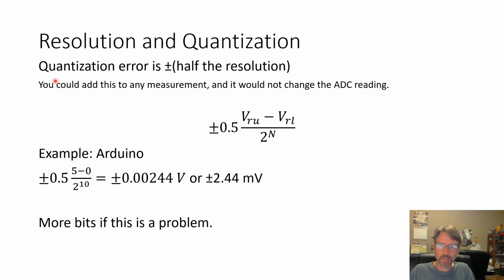Quantization is related to resolution. It's the error from round off. And so it's a plus or minus kind of number, plus or minus half the resolution. So you just put this in front of the resolution formula. And what that says is if you added this to any measurement, it won't change the analog to digital converter reading because it's within the round off error. And again, if this is too big, add more bits by getting a fancier analog to digital converter.